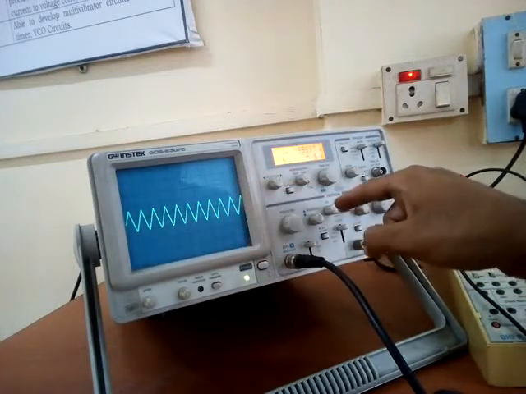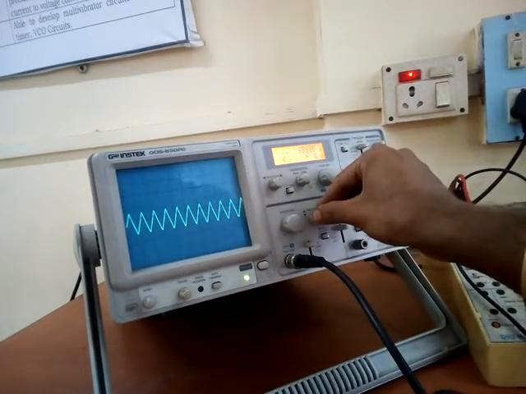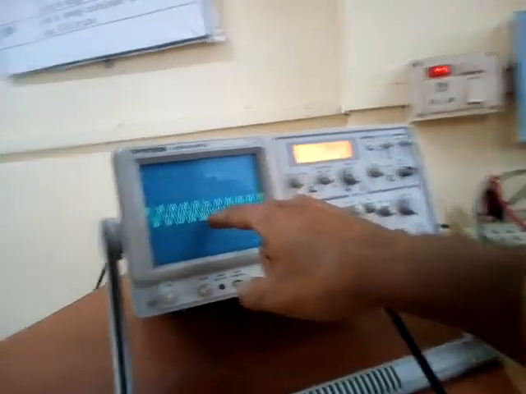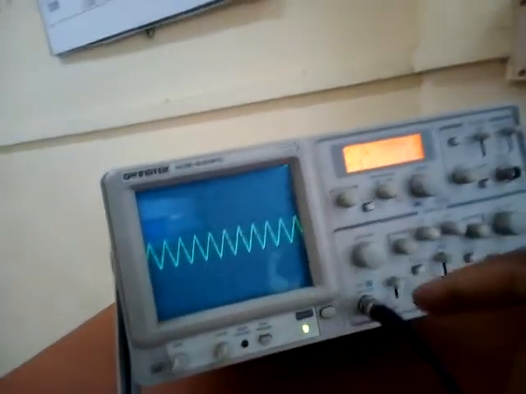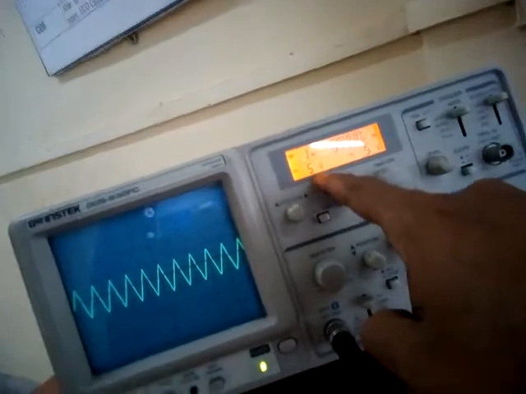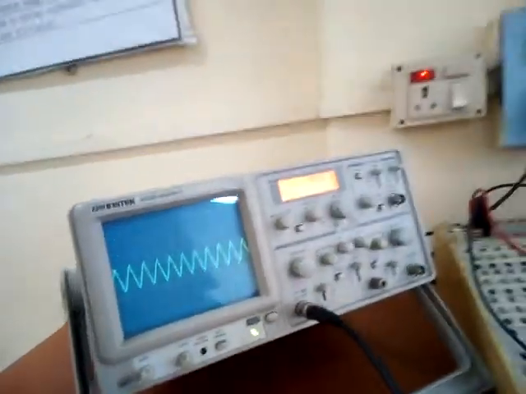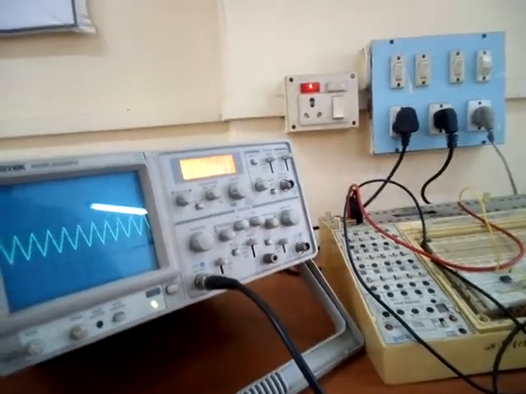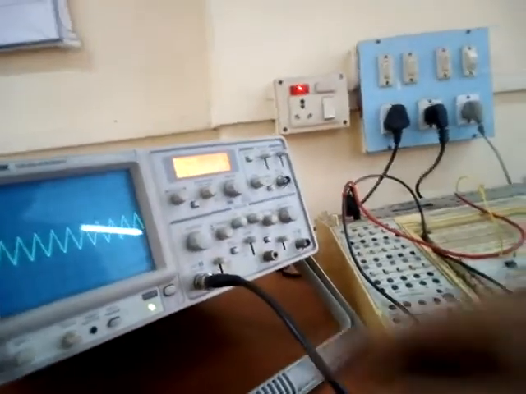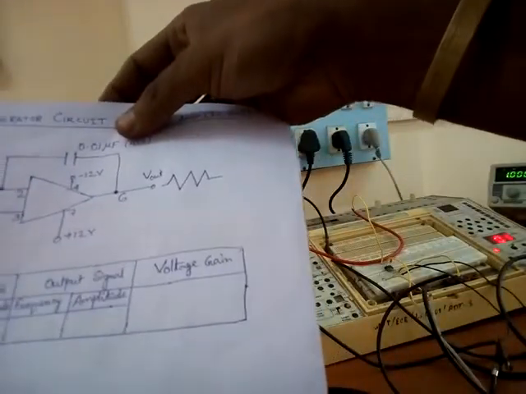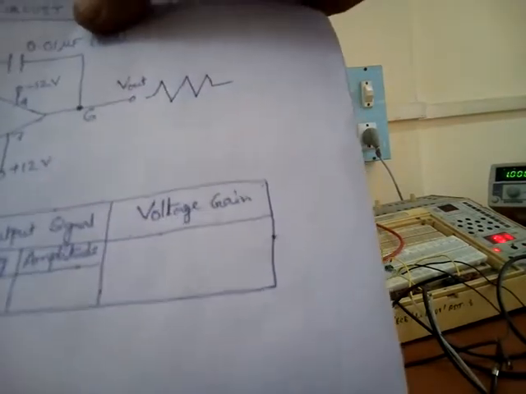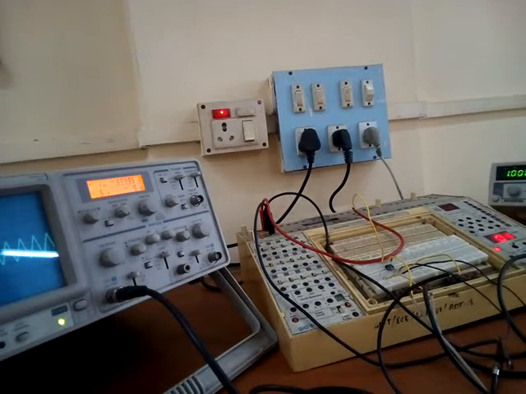So if we consider how many divisions from channel 1, full divisions and then a small division 0.8, that is 1.8 into 5 volt, that means 9 volt. So we give 0.18 volt and we take the output as 9 volt. So the voltage gain is the amplitude of the output signal divided by the amplitude of the input signal, that is 9 by 0.18. What will be the measurement? You can calculate. Thank you very much.